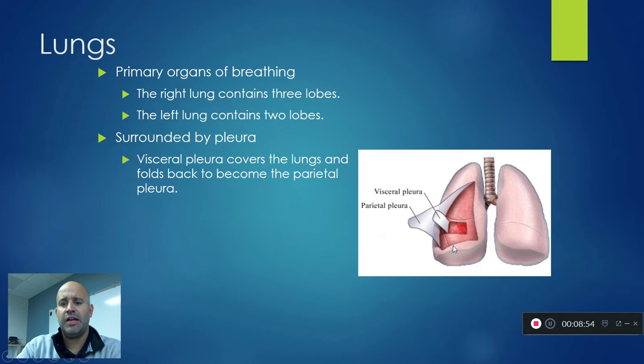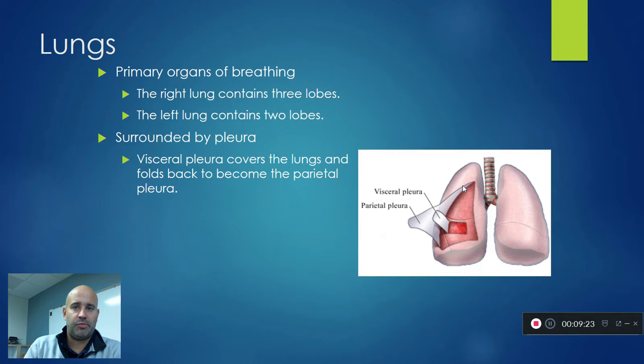Now the lungs and the inside of the chest wall will hit each other during normal inhalation and expansion of those lungs. In order to prevent irritation, they are lined with a membrane called a pleura. There's the visceral pleura and the parietal pleura. The visceral pleura covers the lungs, and the parietal pleura covers the inside of that thoracic cavity.